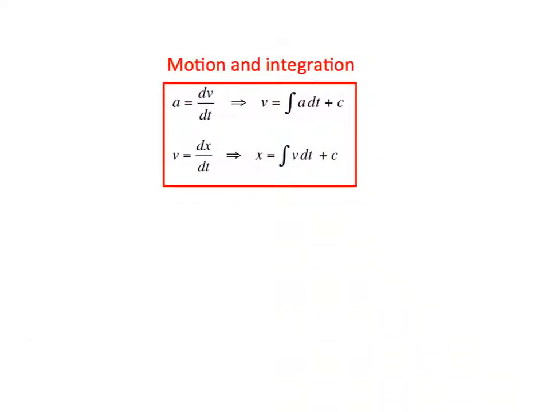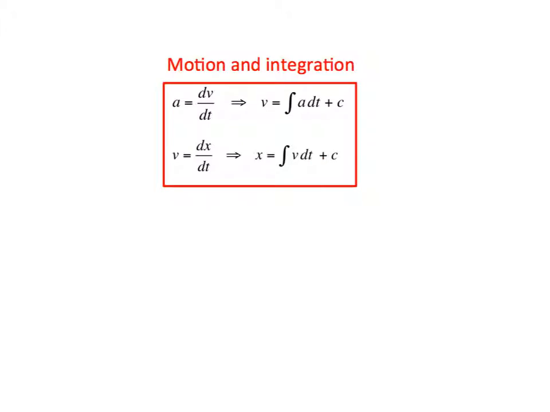Motion and integration. Okay, so you know that if you differentiate velocity with respect to time, then you get acceleration. So if you were to do the reverse of that, integrate acceleration, then you'll get velocity, which is what this is saying here. Likewise, if you were to differentiate displacement, then you get velocity.